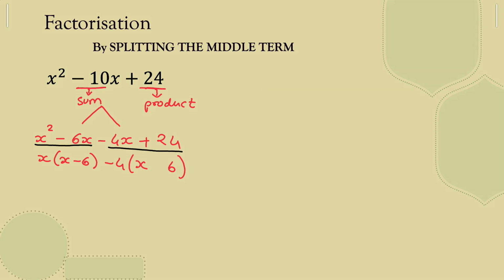From the next two terms, we have taken out negative 4 as common, and when you take out the negative sign outside as a common factor, you have to change the sign. So your second bracket will also have x minus 6. So now x minus 6 is common and remaining factors are x and minus 4.